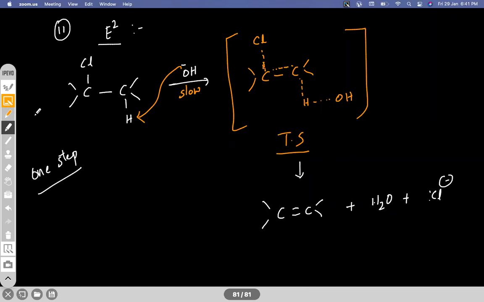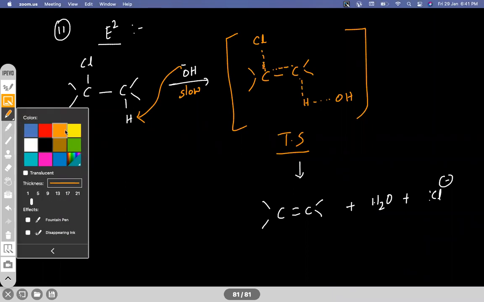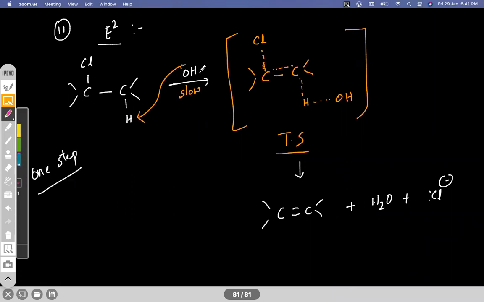You can simply understand it this way. Base takes this H plus, this sigma bond forms a pi here, and chlorine takes the sigma bond and goes out as a leaving group, and we get a double bond here. Okay.